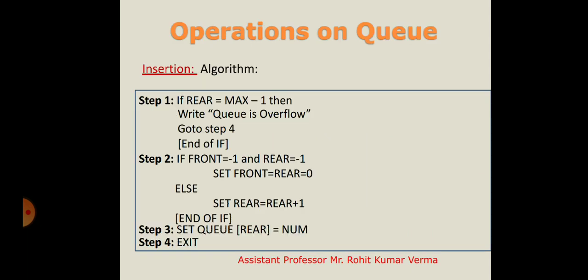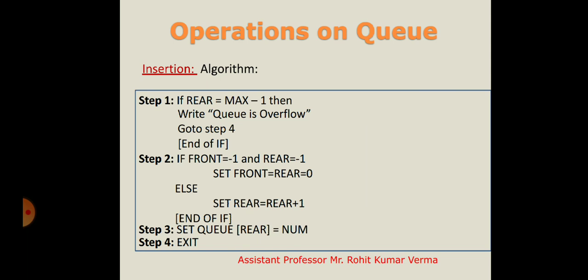Now dear students, here we can see an algorithm for the insertion operation. Always remember the rear end is used for insertion and the front end is used for deletion. So dear students, in case of a queue, we always have two types of conditions. Our first condition is when the queue is overflow, and the second condition is when the queue is underflow.